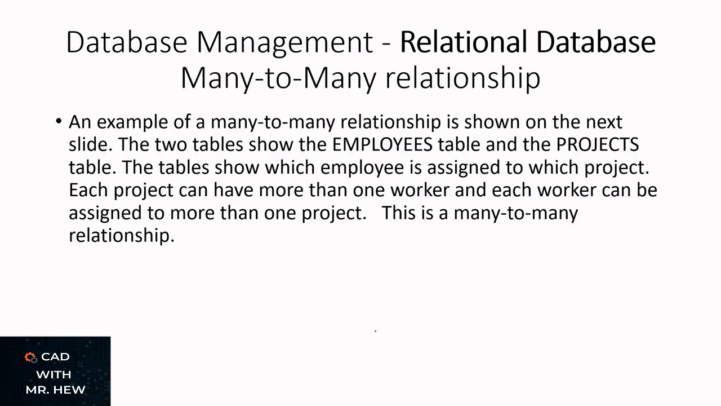We are now looking at the many-to-many relationship. An example of a many-to-many relationship is shown in the next slide. The two tables show the employees table and the projects table. The tables show which employee is assigned to which project. Each project can have more than one worker, and each worker can be assigned to more than one project. This is a many-to-many relationship.